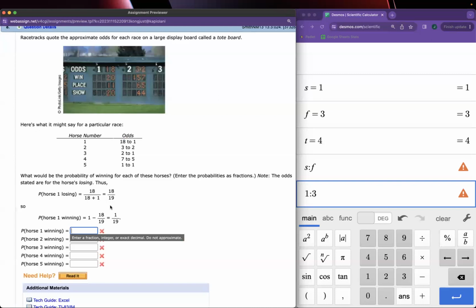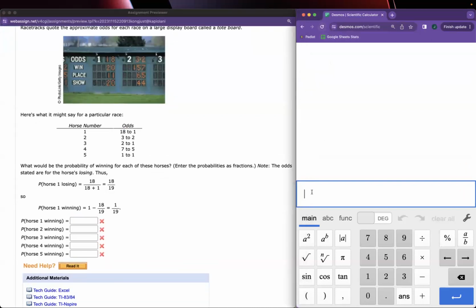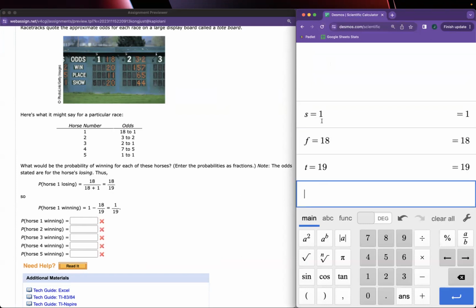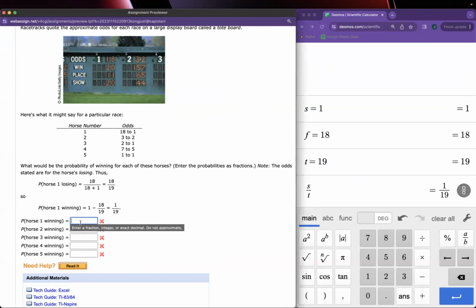And what is it asking for? The probability. All right, so easy. Probability of horse 1 winning. So each of these times, they're giving you the F first. Again, we're going to do the S, F, and T. So F first means that the F is 18. The S is 1. That makes the total 19. What's the probability? It's the S over the T. So 1 out of 19. Yeah, that one was done for you.